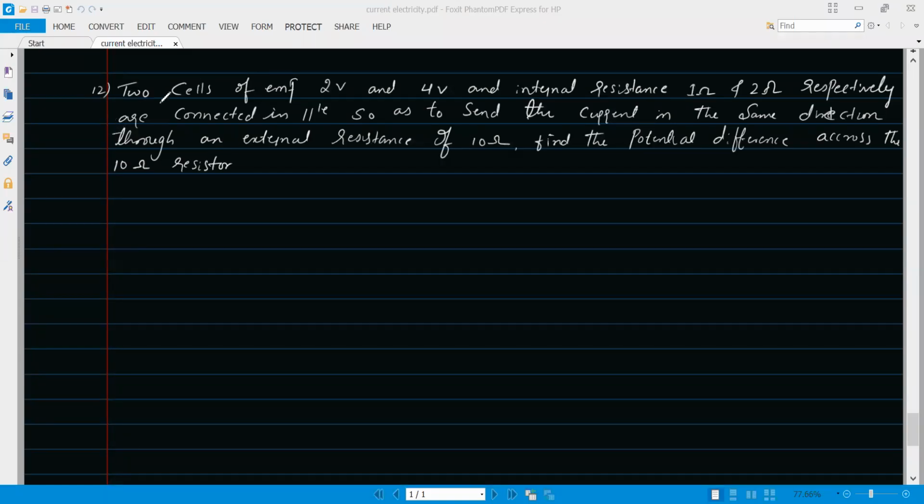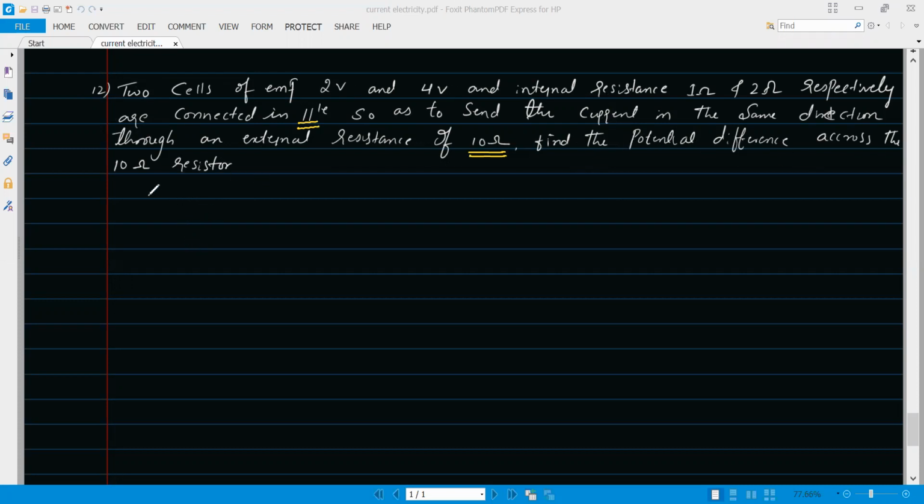Let's go for this problem. This is the last problem we are solving here. Two cells of EMF 2 volt and 4 volt and internal resistance 1 ohm and 2 ohm respectively are connected in parallel, so as to send the current in the same direction through an external resistance of 10 ohm. Find the potential difference across the 10 ohm resistor.